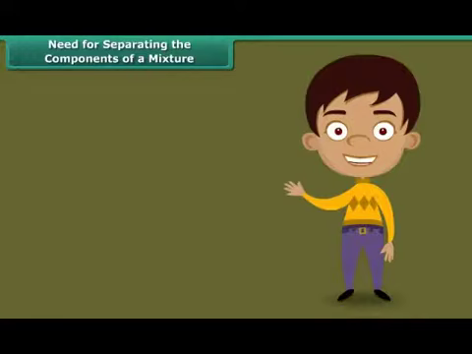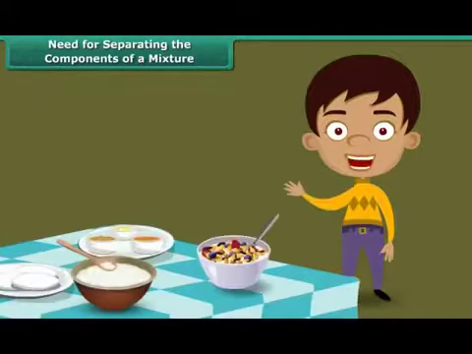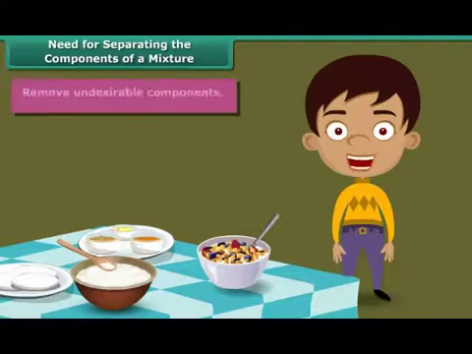Most of the things that we use in our daily life are in the form of mixtures. Not every component of a mixture is useful. For example, some food preparations may contain a constituent that is not liked by us. We remove it to make the food item suit our taste. So, one reason for separation is removal of undesirable components.